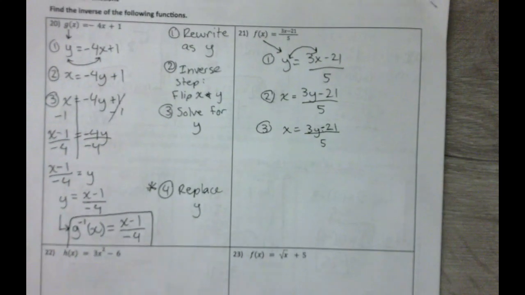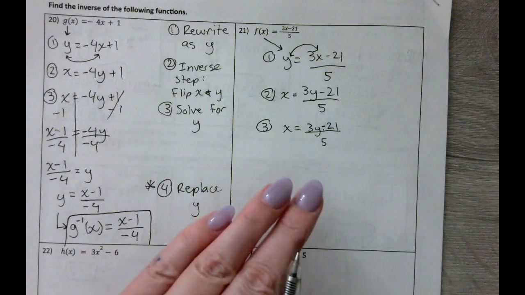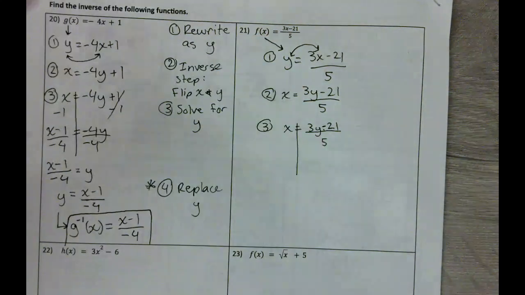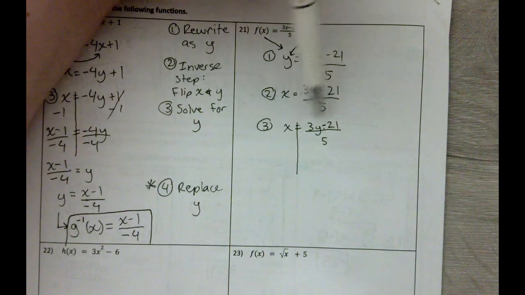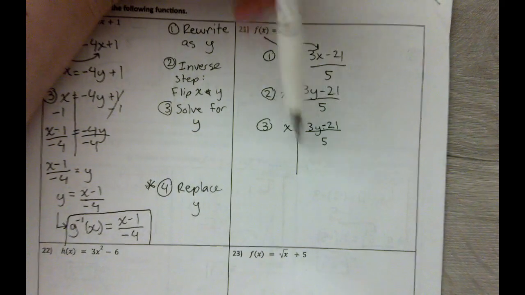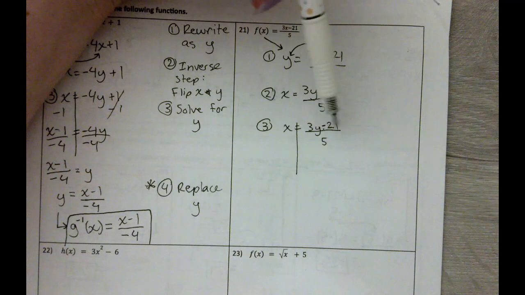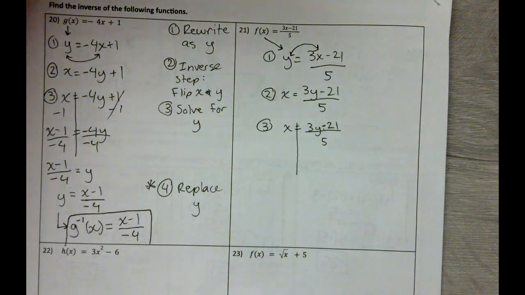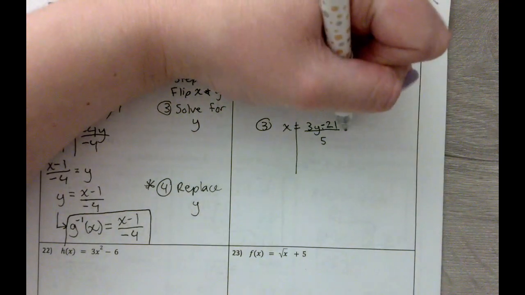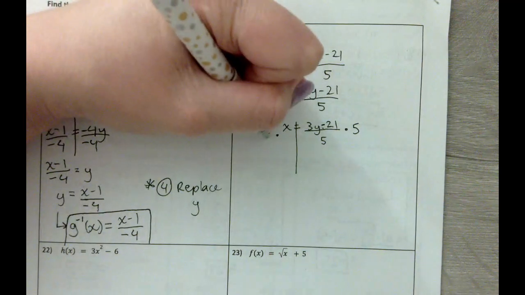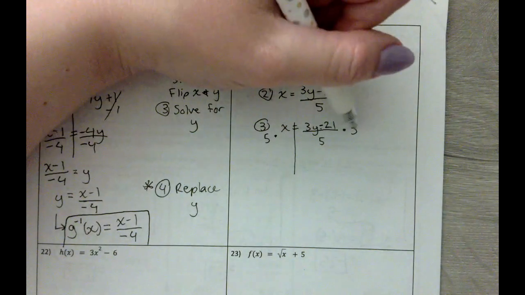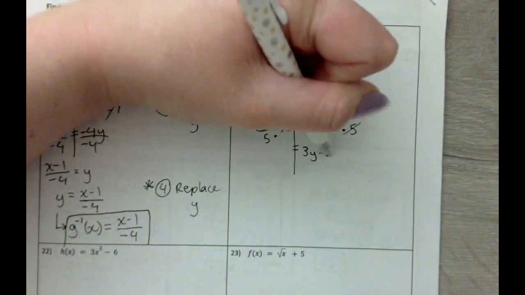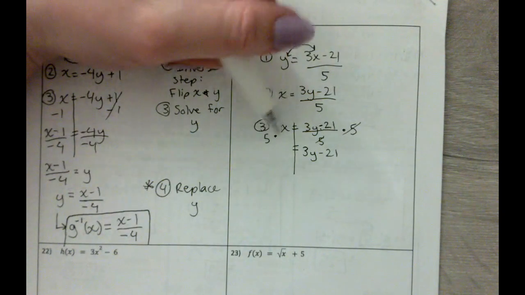A lot of you get tripped up when you have a fraction from the get-go. Don't overthink this. Think about this fraction as dividing the right side by 5. If we're dividing by 5, what do we need to do to get rid of it, to move it to the other side? What's the opposite of dividing by 5? Multiplying by 5. So multiply by 5 on both sides. So those 5s will cancel. On the right side, we will just have 3y minus 21. And then x times 5, that's just 5x.